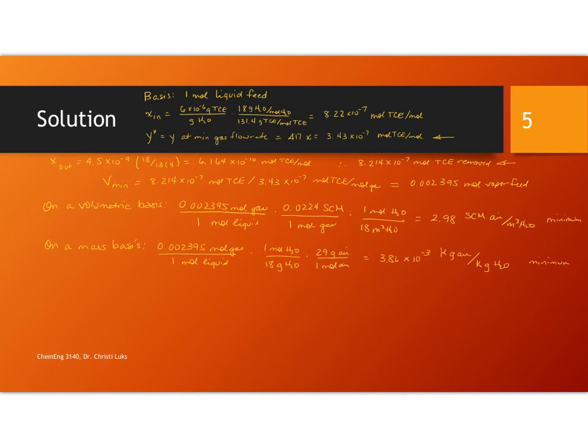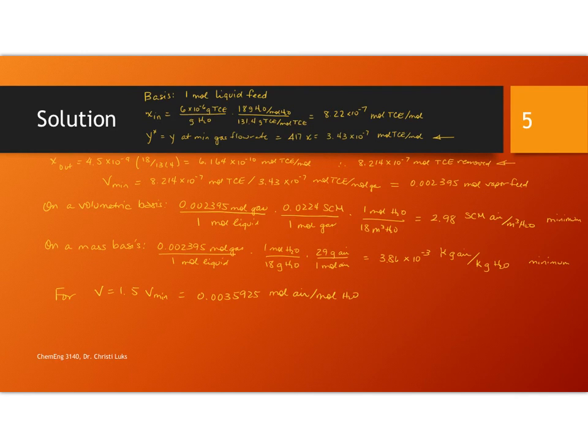So this is the minimum, and if we say that we're going to use V is equal to 1.5 times the minimum V, then we end up with 0.003595 moles of air per mole of water. Now, we still have the same Xn, we still have the same Yn, we have the same number of moles of TCE removed. What's going to change is Y at the exit.